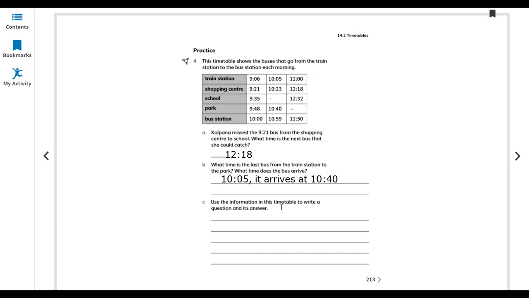Use the information in this timetable to write a question and its answer. No need, skip this question. Let's move to the next page.